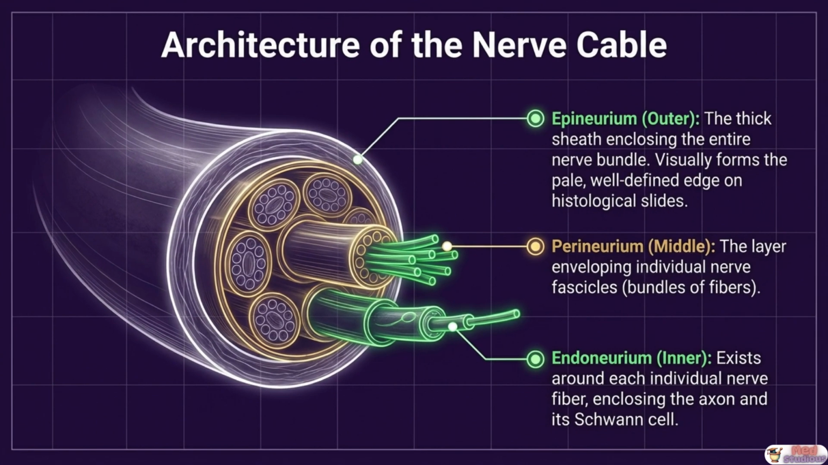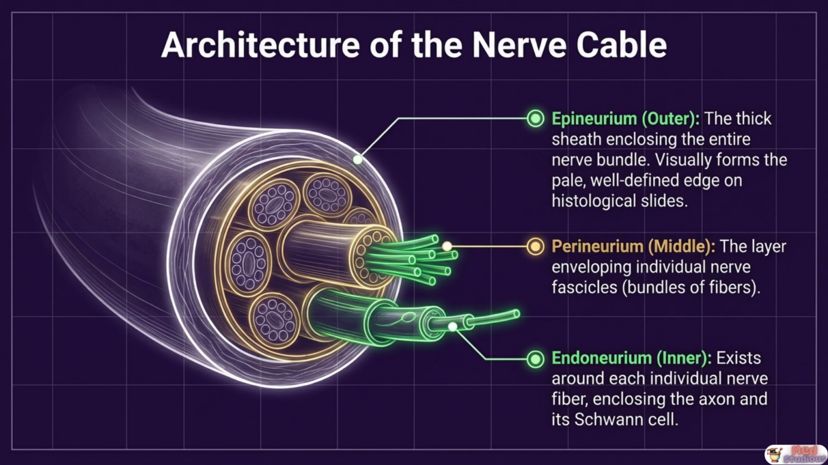As these nerve fibers leave the ganglia, they must travel safely through the body. To survive physical stress, they are packaged in a robust, three-layer connective tissue architecture. First is the epineurium. This is the thick, tough outermost sheath enclosing the entire nerve bundle, visually forming the pale, well-defined outer boundary on a histological slide.